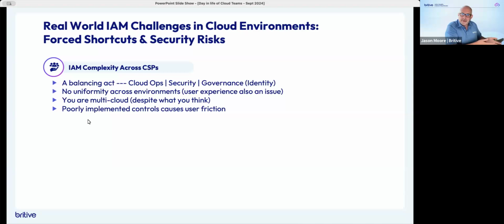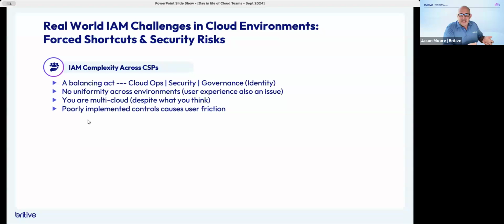But we've got to think about security and governance as well. Governance could be identity. By the way, some of these organizations we talk to have hundreds of people. Some of these companies may have one or two people in the entirety, and they could encompass all three of these personas. I want you to talk about the uniformity, the difference between all of these different CSPs.